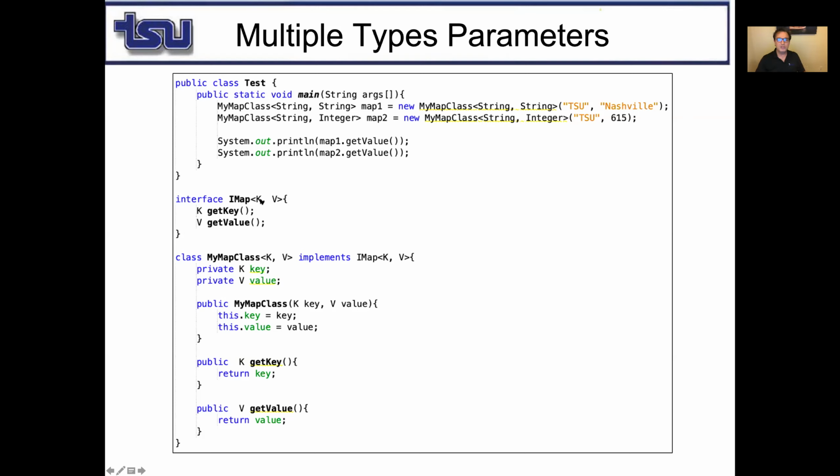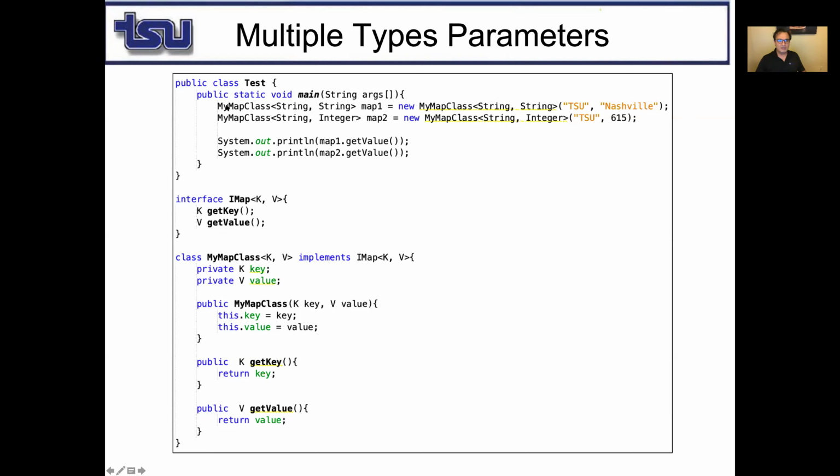For example, when we discuss collections for maps, maps contain a pair of data items. One is key, the other one is value. In this one, I define an interface IMAP with 2 parameters, K and V, 2 abstract methods, and I have a class. I say the class will have K and V as well, which implements IMAP, which has K and V, and I do implement getKey and getValue methods like that.